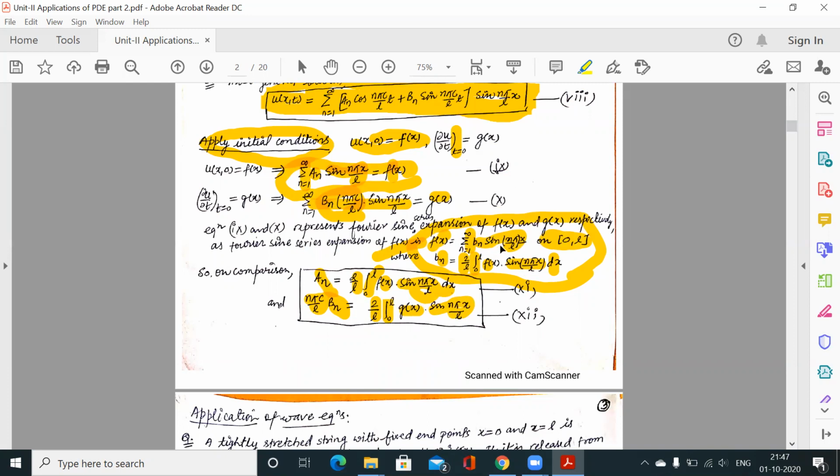If you compare here, what we have, the coefficient of the sine is bn, so the value of that coefficient is 2 by l, integral 0 to l, this integration. So in this case, the coefficient of the sine is bn into n pi c by l. So the value of this total will be 2 by l, integral 0 to l, gx sine, because this is equal to gx. So gx into sine n pi x by l.